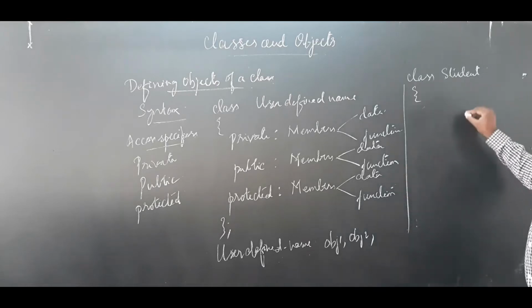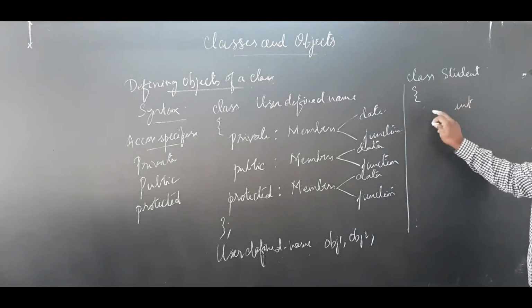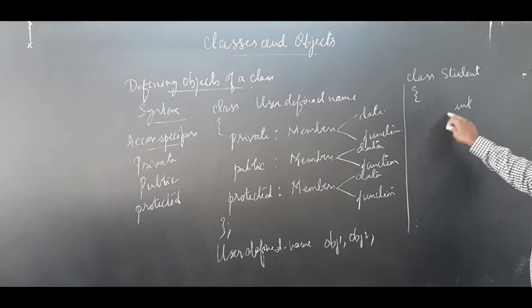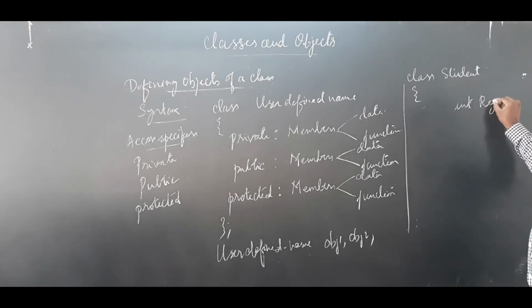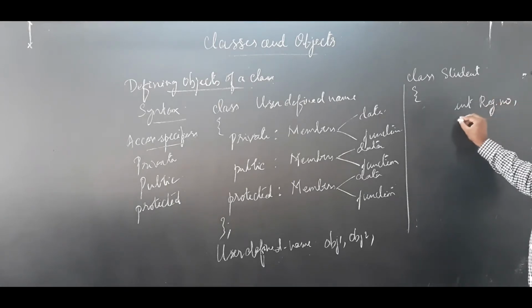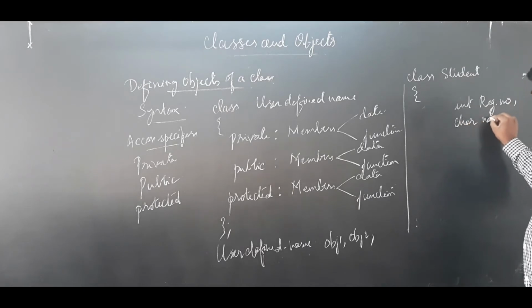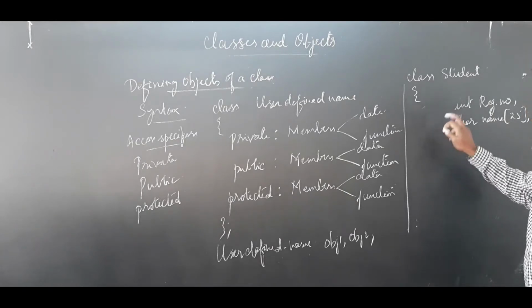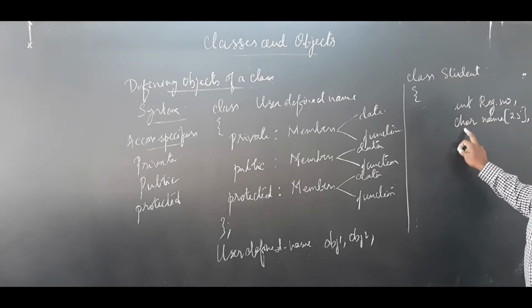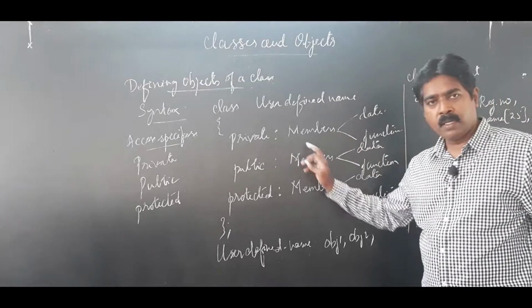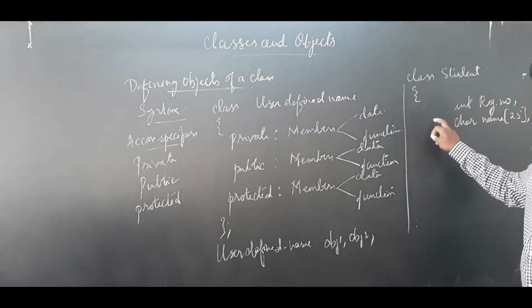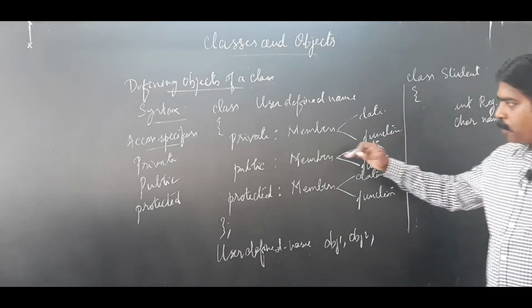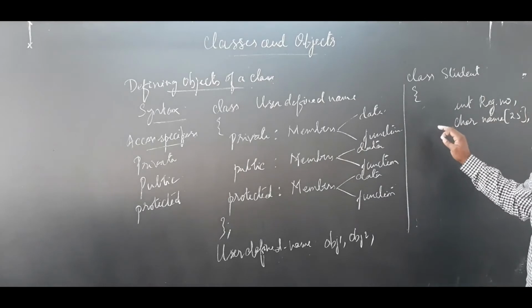When I write, without any access specifier mentioned, int register number, char name, you need to understand that I have not written anything here. That means these two members are supposed to come under one of the access specifiers, but I have not written it. That means what? The default access specifier, what does the computer understand?